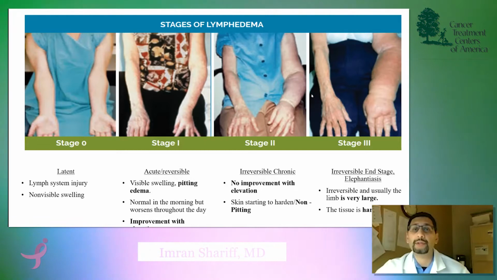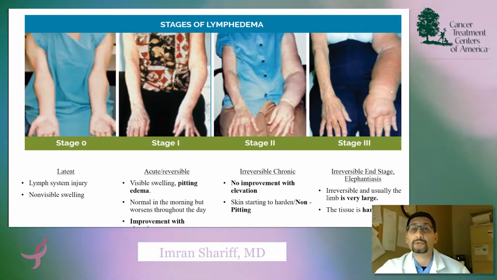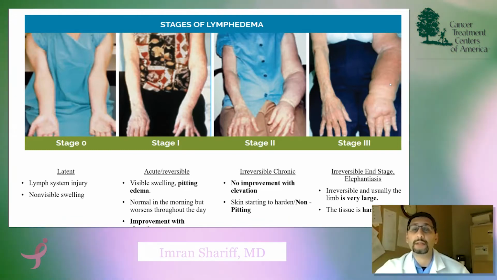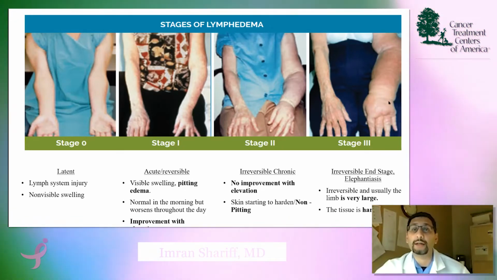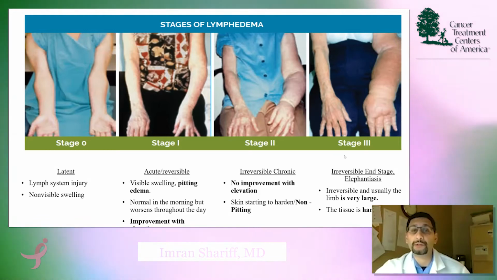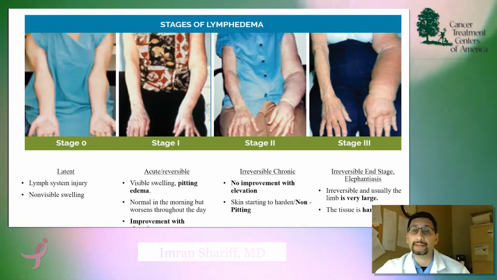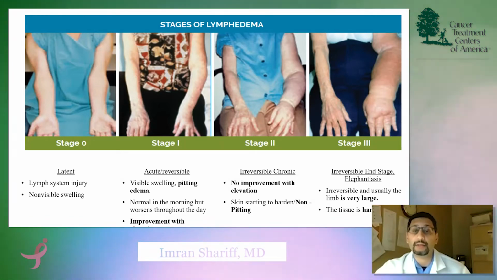In stage 3, you can see the arm here is much more increased in size. This patient may be also having pain, limited movement, and functionality, and may need help dressing themselves or performing what we call their activities of daily living, taking care of themselves. This is irreversible, end stage, and often referred to as elephantiasis. The tissue here is very hard and fibrotic.